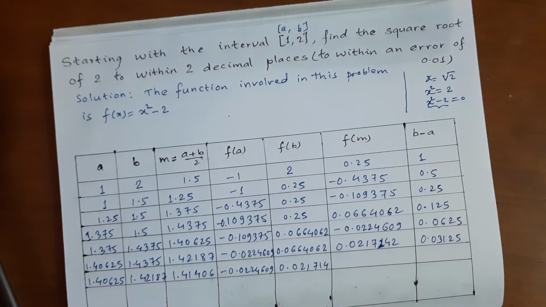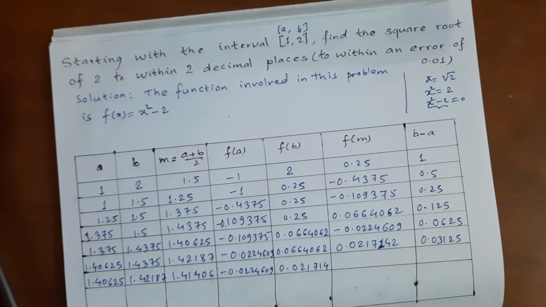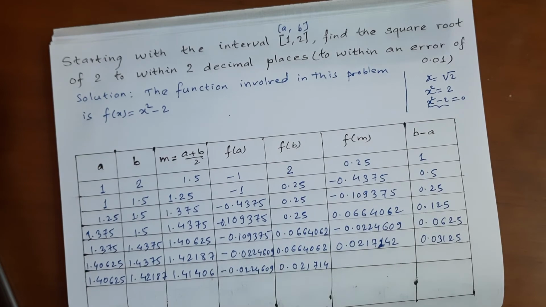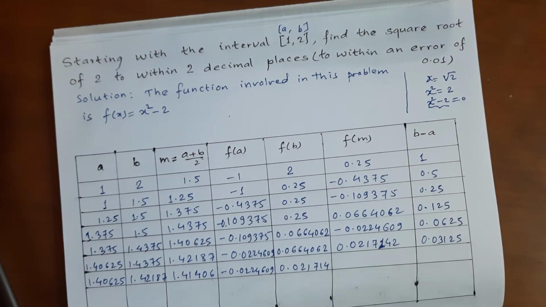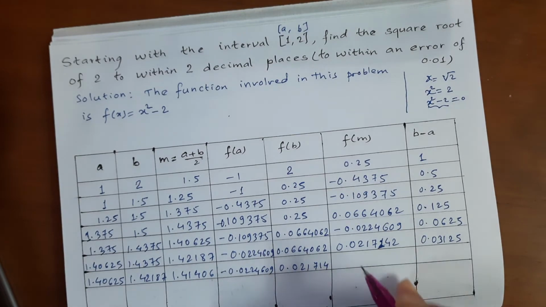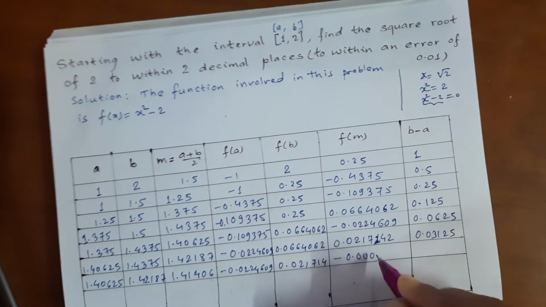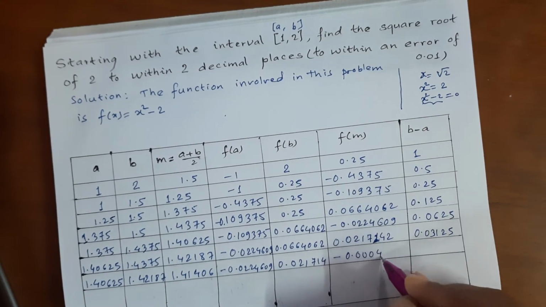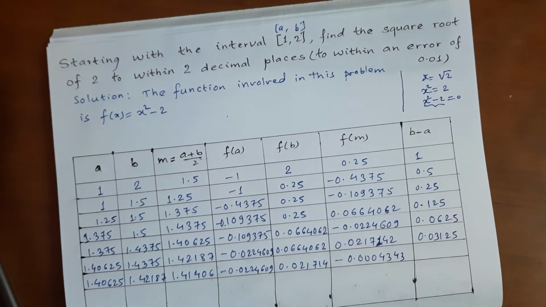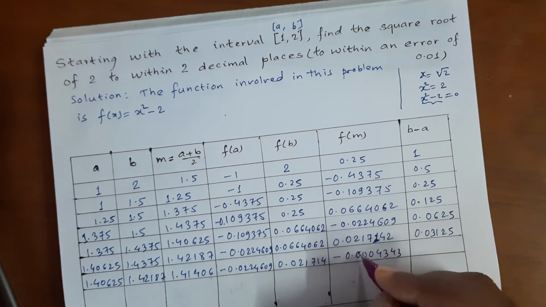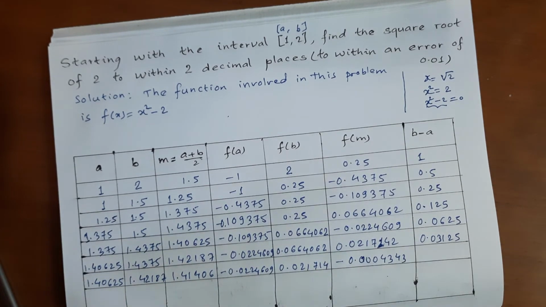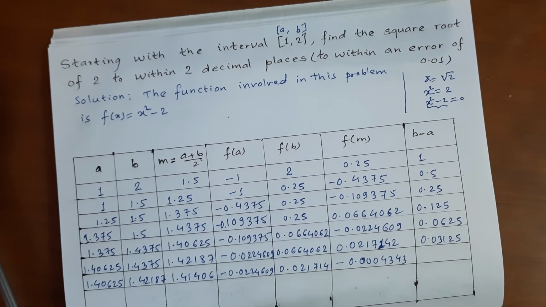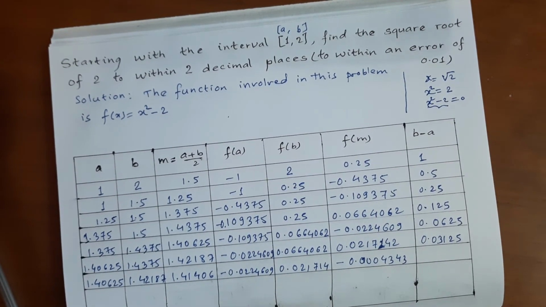That will be 1.41406 square minus 2. We'll find that the fm value will be minus 0.00043, okay. And to get this value from the calculator, it may be a little bit difficult for you, so I will suggest you do it this way. The m value is 1.41406.